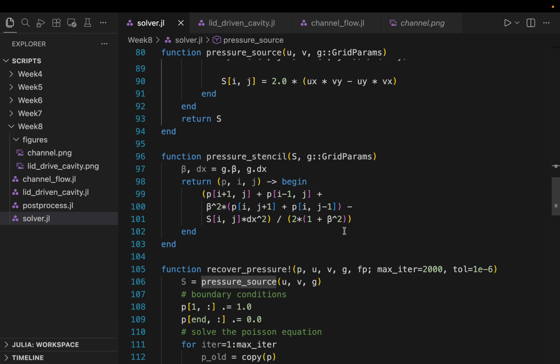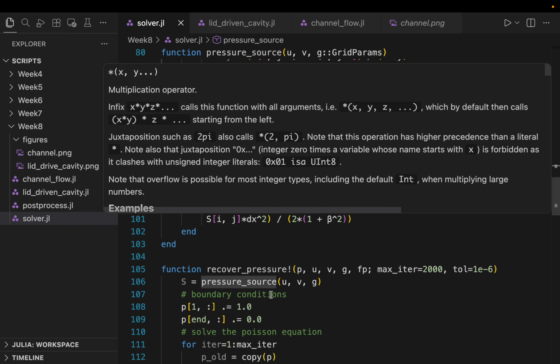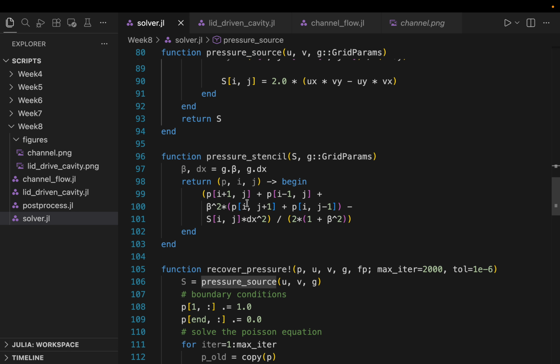Once I have the pressure source term, the pressure stencil is, again, just like the Poisson equation stencil. You have P(i+1,j), P(i-1,j), beta squared P(i,j+1), P(i,j-1). And previously it was omega here for the stream function equation. Here this will be the source term that I am adding, divided by 2 into 1 plus beta square.